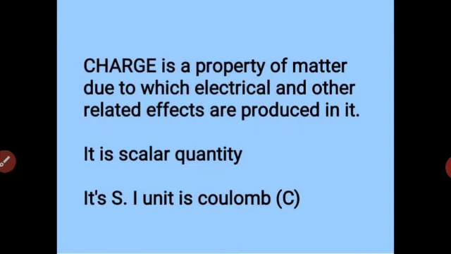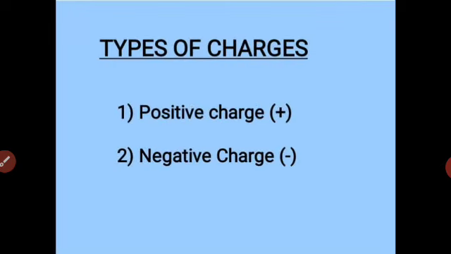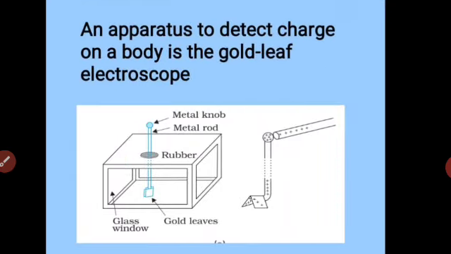What is a charge? Charge is a property of matter due to which electrical and other related effects are produced in it. Whatever electrical behavior we see in matter, that is all because of the presence or absence of the charge. It is a scalar quantity, that means it only has a magnitude, not direction. The SI unit of charge is coulomb. There are two types of charges, positive charge and negative charge.